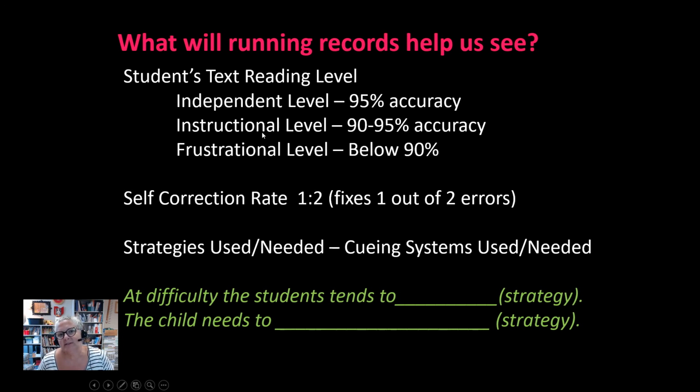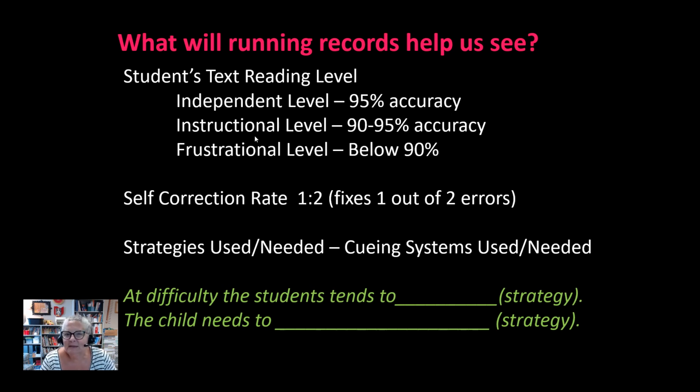An instructional level text is a text that has some tricky parts for us, but it's not so hard that it's overwhelming us. Instructional level texts are the texts we're going to use for guided reading, and that's any level text that you can read at 90 to 95% accuracy. So if you can read 92% of a level E text, then that's an instructional level text for you. It's a good one for guided reading.